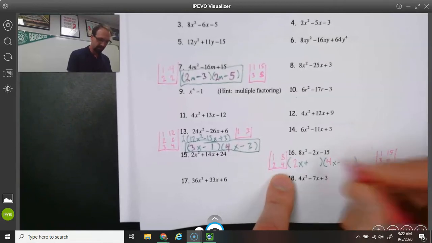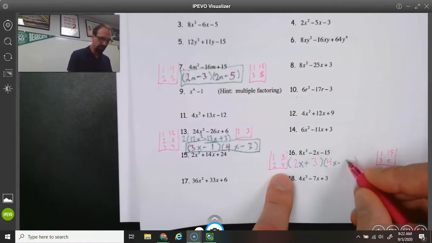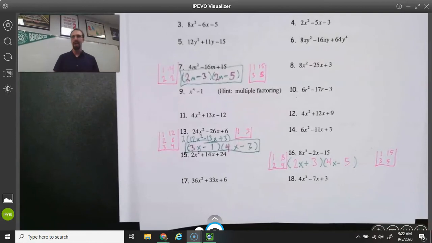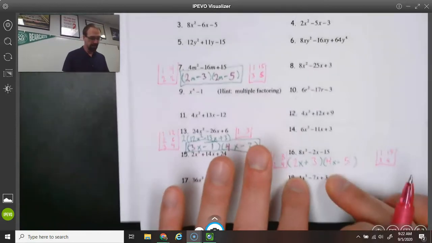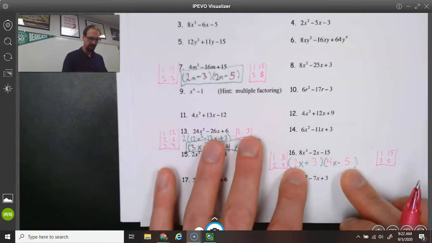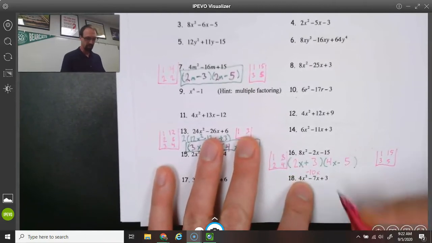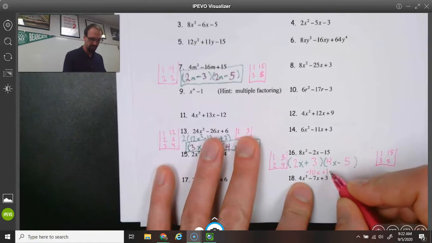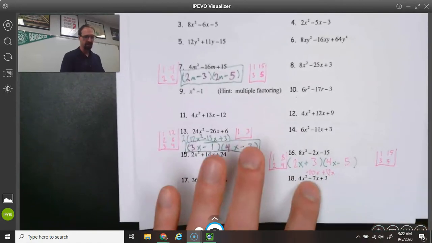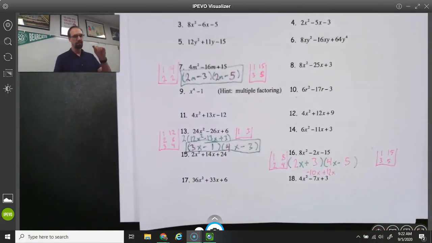Again, I'm just putting these randomly down for now. You'll be able to see some patterns soon. 2 and negative 5 gives me negative 10. 3 and 4 gives me a positive 12. And I'm writing this out so you can see that I'm really close. In fact, if I add these together, I get a positive 2x, not a negative 2x. So everything is right except the signs.